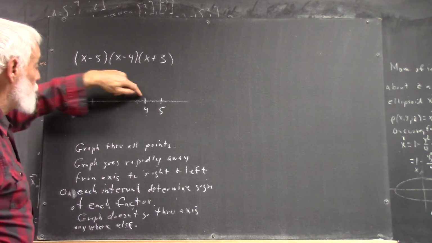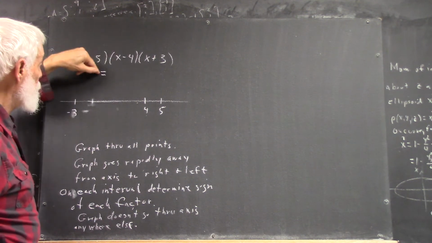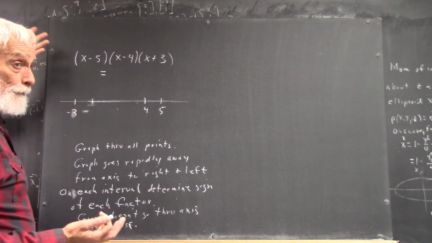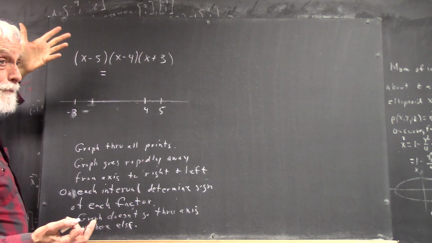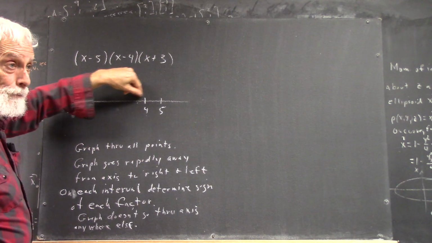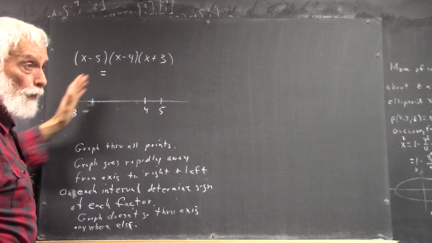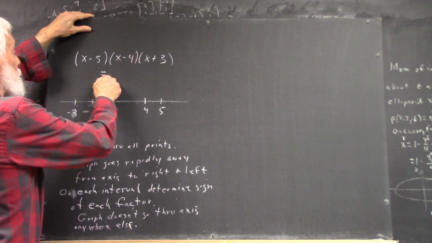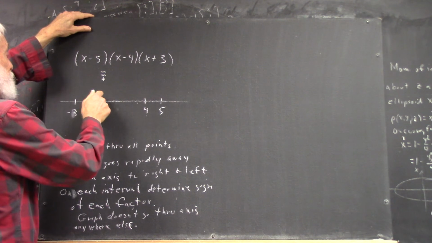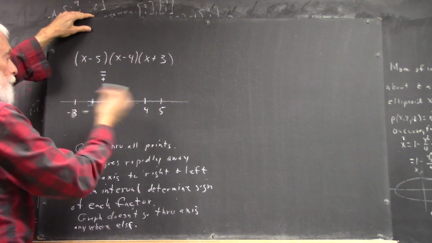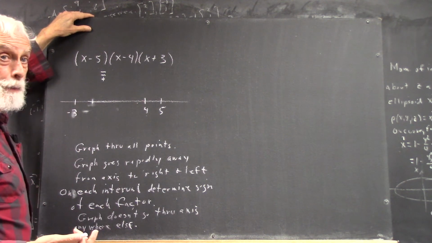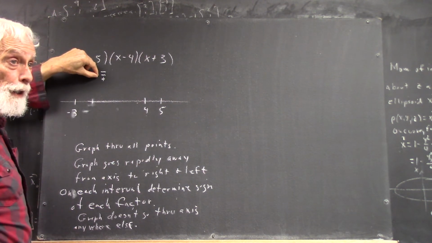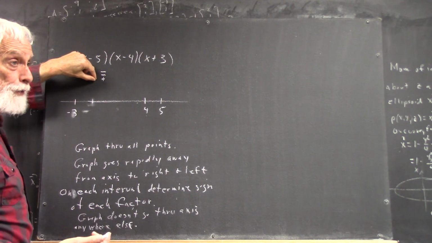X minus 5 on this interval is negative. X minus 4 is negative. What about X plus 3? Negative or positive? Positive. Look at what it is at the endpoints, right? 0 here, it's 7 here. It's going to go from 0 to 7 because it's linear. Okay? So it's positive. So when we multiply them together, do we get a positive or a negative? Positive. Well, you multiply two negatives, you get a positive, and multiply that by a positive, it's still positive.